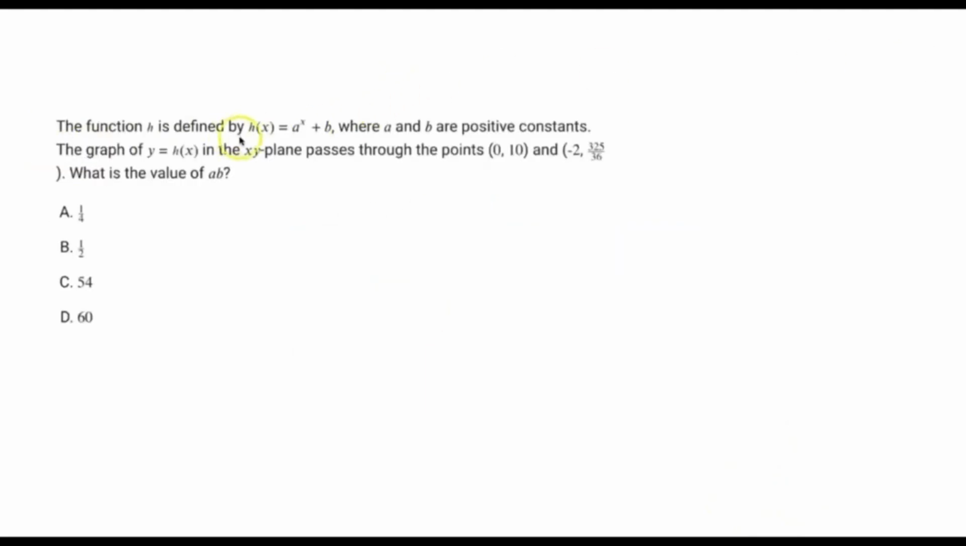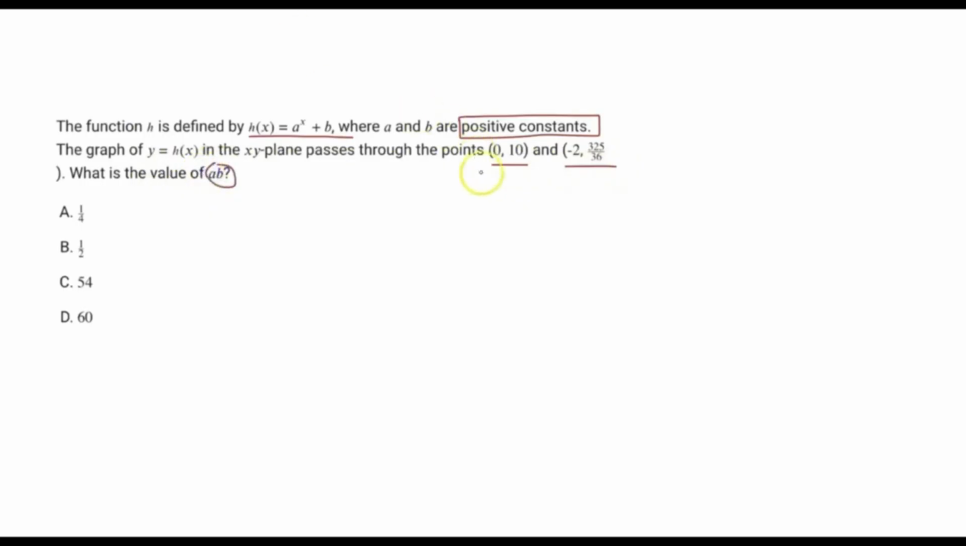Function h is defined by h of x equals ax plus b, where a and b are positive constants. All right, so let's just keep that in mind. The graph of y equals h of x in the xy plane passes through 0, 10, and -2, 25 over 36. What is the value of a plus b?